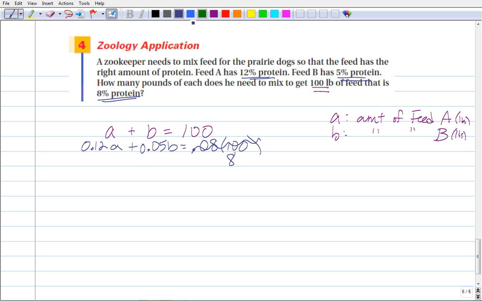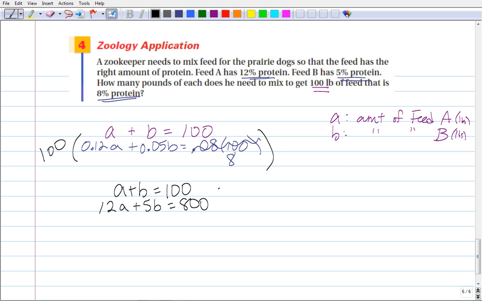So now that we have this system of equations, A plus B equals 100, we could go ahead and make this other one a little bit easier on ourselves. It's totally okay to multiply here. If you don't want to deal with decimals, that's cool. Here we can fix that by multiplying by 100. Multiplying by 100 here will get rid of these decimals, because 100 times 0.12 is 12, so then we have 12A. 100 times 0.05 is just 5, and then 100 times 8 is 800. That step is not required, but it makes it easier if you get a little stressed out looking at those decimals. Now you can use substitution or elimination.